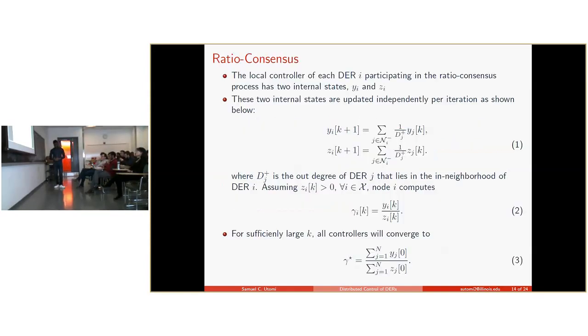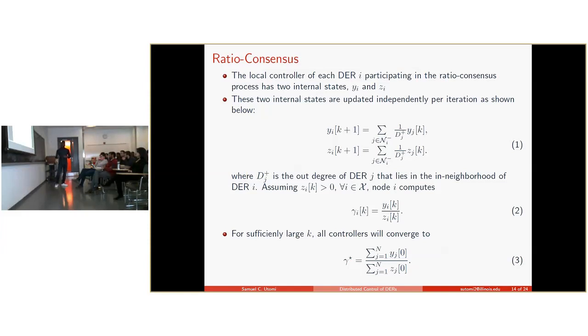For our ratio consensus algorithm, we have two internal states, Y and Z. These two internal states make up the process by which we determine the global variable of our controllers. As you can see here, we have two state variables, and these are updated per iteration. How each updates is a linear combination of a proportion of the state variables of the other nodes that are its neighbors, as well as itself. You see here a summation over the nodes that are its neighbors and itself, and it takes a proportion of that according to its out degree. In this case, the out degree corresponds to how many nodes the node in question talks to.